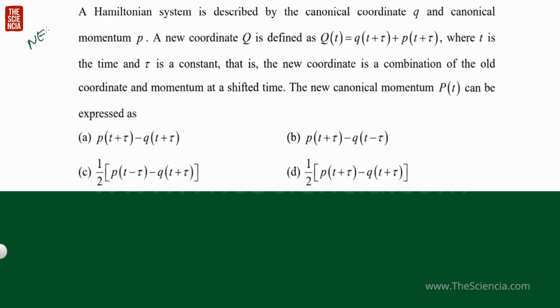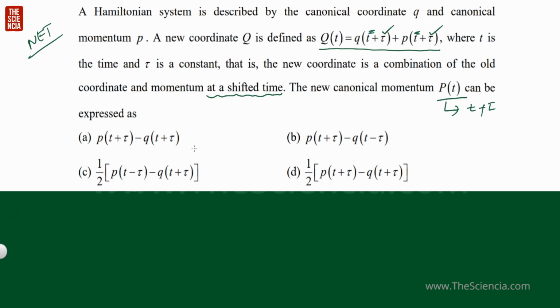This one is a NET question. Here a new coordinate is given, that is Q, and they ask us to find the canonical momentum, the new P coordinate. There is one given condition, that it is shifted by time. Here you see Q of t is equal to q of t plus tau. Tau is some constant, so time is increased by tau. Here also t plus tau, time is increased, right? So when we find P of t, it will also be a function of t plus tau.